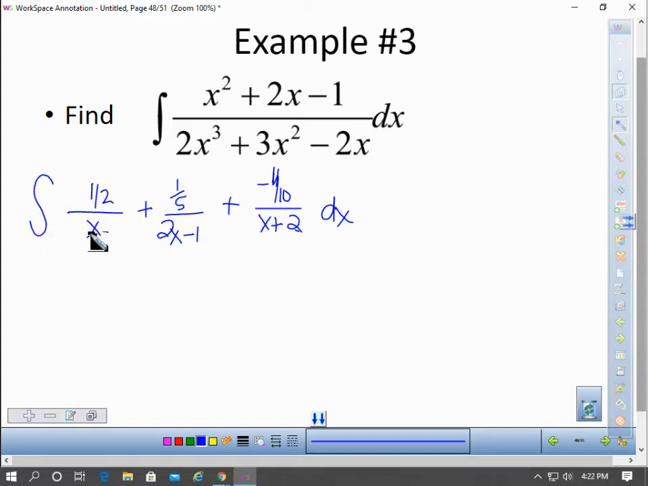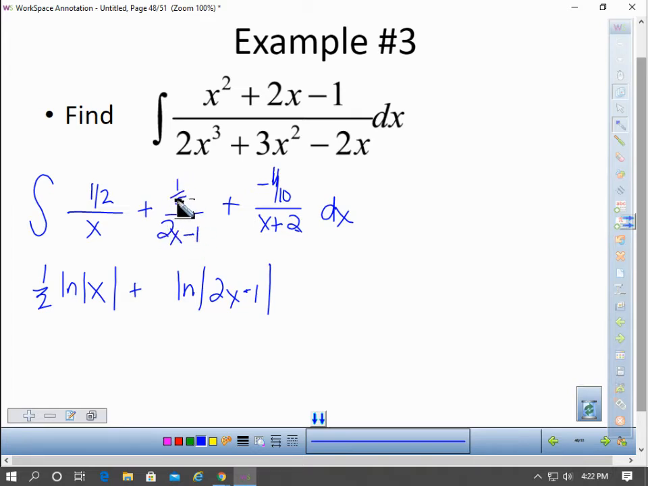So here, this is just a straight up ln. So this is 1/2 ln of x. Now for this one, we've got to watch out because it is ln still. It's a ln of 2x minus 1. But the issue is, what is the derivative of 2x minus 1? The derivative of 2x minus 1 is a 2.